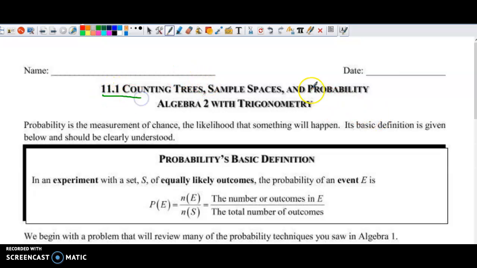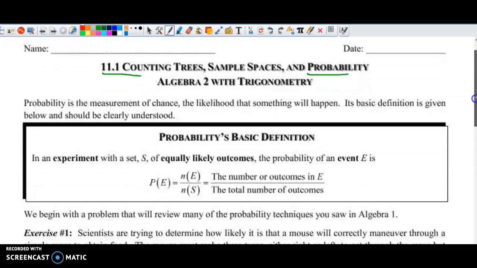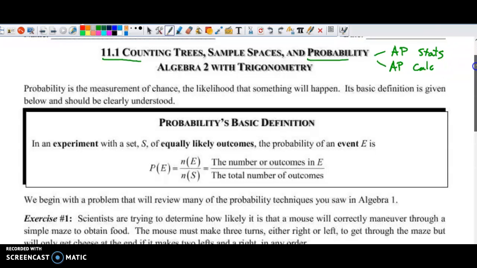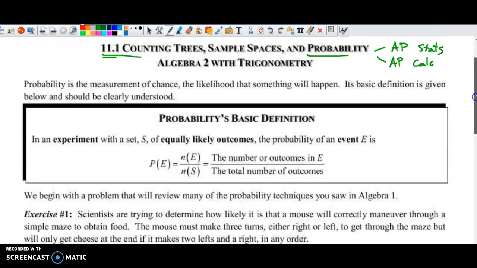We're going to get into probability now in the next section. If you're curious about eventually taking AP Stats or AP Calc, we're going to be using a lot of these in both those classes. It's not every day that we do both lessons, but that's eventually what we're getting into in Unit 11.